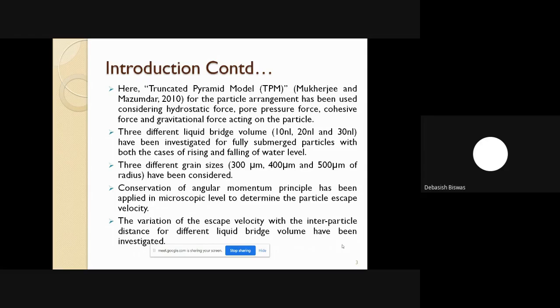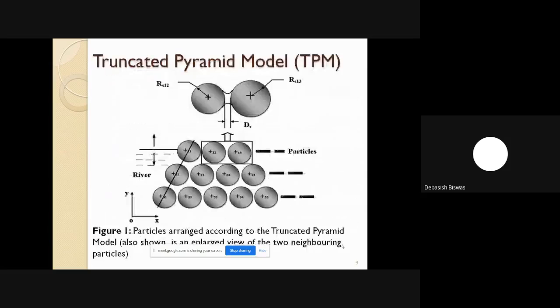A small gradual increase in the size of the particle is assumed, as heavier and bulkier particles will be placed at the bottom and away from the bank surface. This is the particle arrangement in the truncated pyramid model. Here RS denotes the particle size and DS denotes the interparticle gap or distance between the two particles. Here we can easily see that each and every particle lies on the top of two particles.